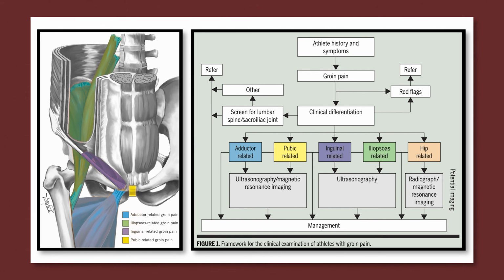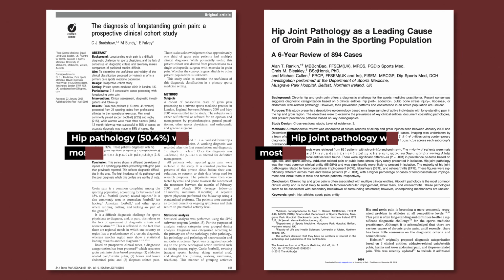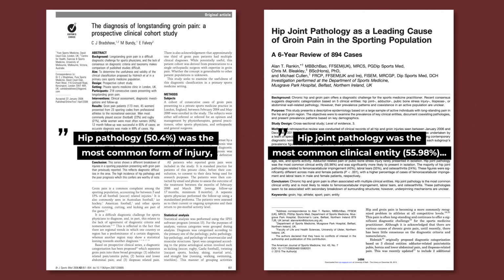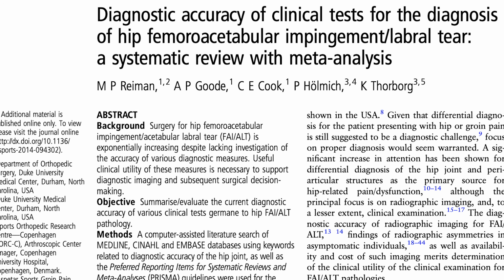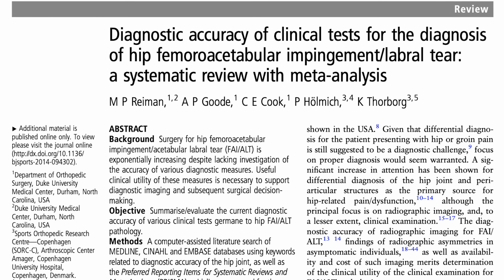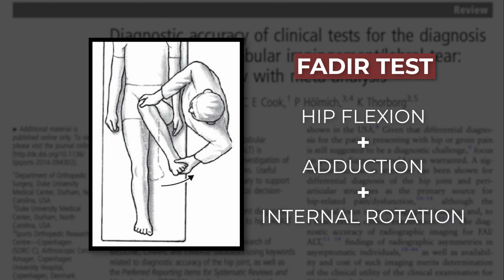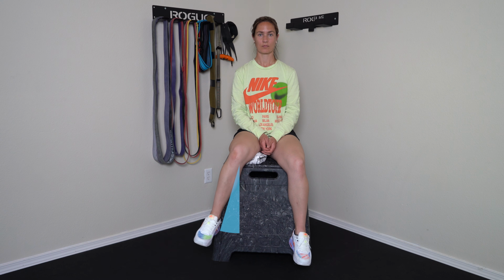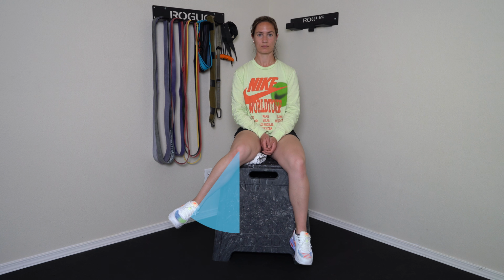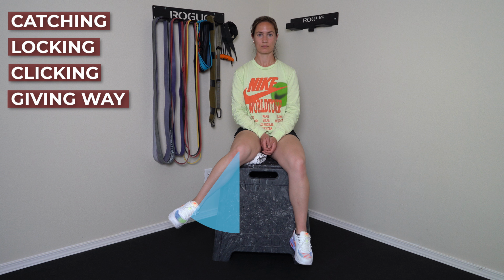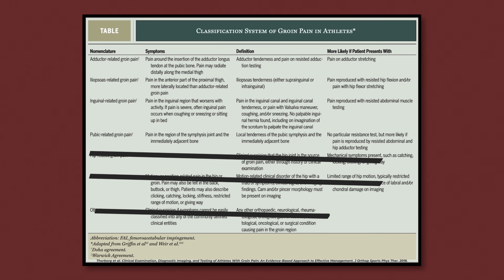impingement syndrome. Hip-related groin pain is quite common in the sporting population, according to studies by Bradshaw and colleagues in 2008 and Rankin and Bleakley in 2015. According to a systematic review by Raymond et al. in 2015, this category is less likely if you don't report symptoms with combined hip flexion, adduction, and internal rotation. It may also be less likely if you do not have limited hip internal rotation when your hip is flexed, and don't report catching, locking, clicking, or giving way. Let's cross that one off the list for now.